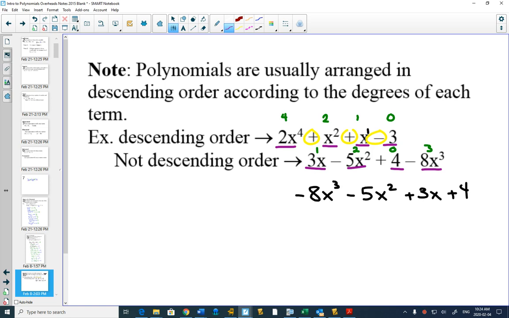So you could rewrite this one in the proper order. Notice how the biggest one is a 3, but there's a subtracting sign in front of it. If you write that first, you have to include that negative sign in front of it. Whatever symbol is in front of the term stays with that term. So it's negative x cubed minus 5x squared plus 3x plus 4 is writing it in the right order.